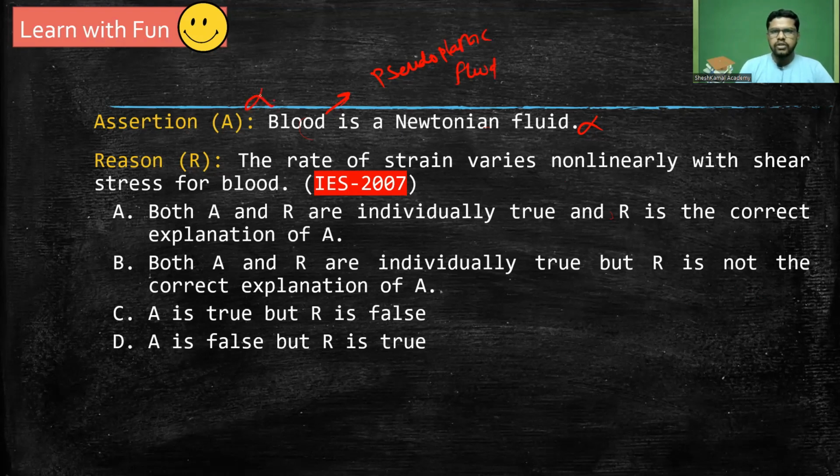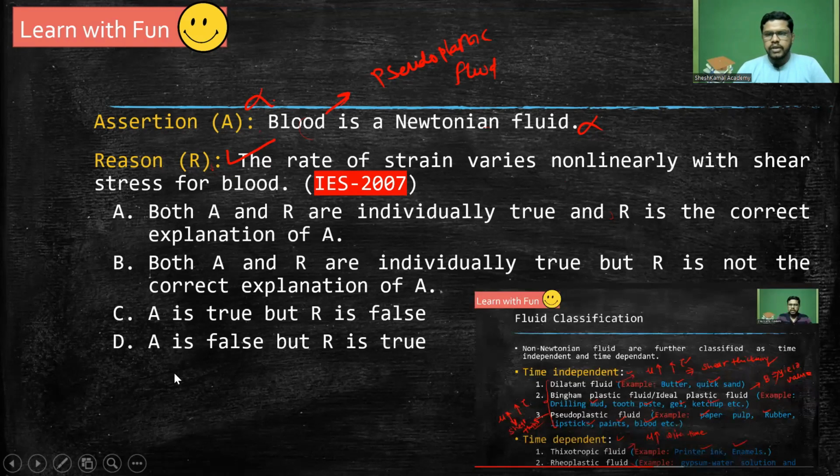Now the reason: the rate of shear strain varies non-linearly with the shear stress for the fluid. So the reason is correct, but it is not the correct explanation of A, because the assertion is already wrong. The reason could not be the correct explanation for A. Option D is the correct answer for this given question.